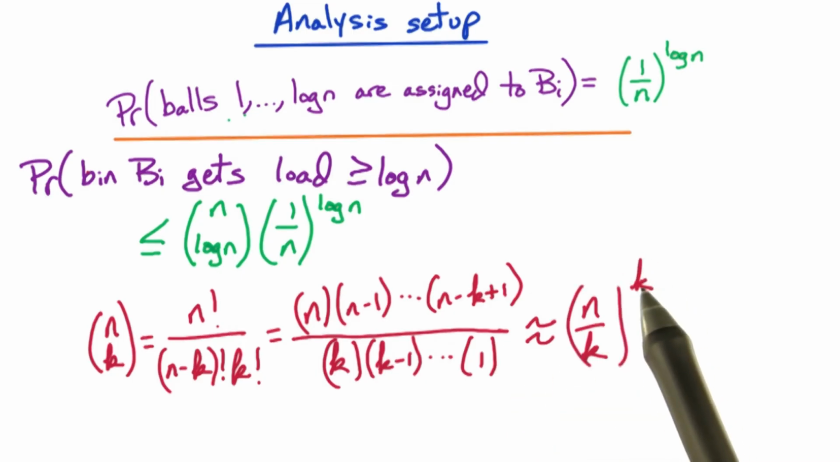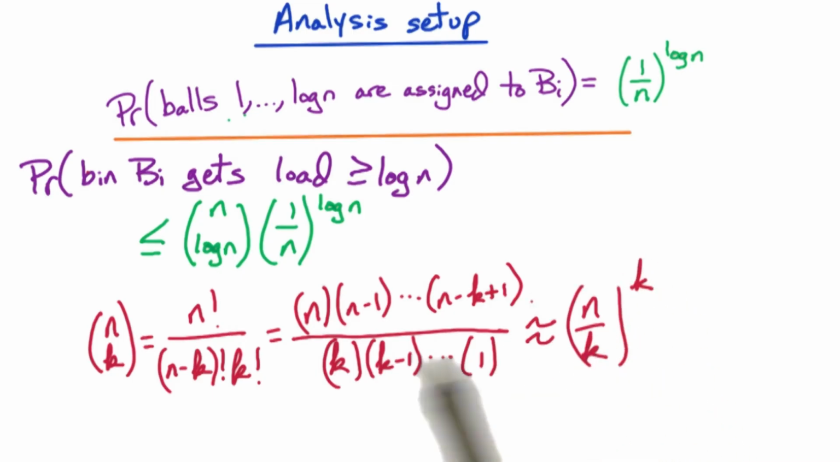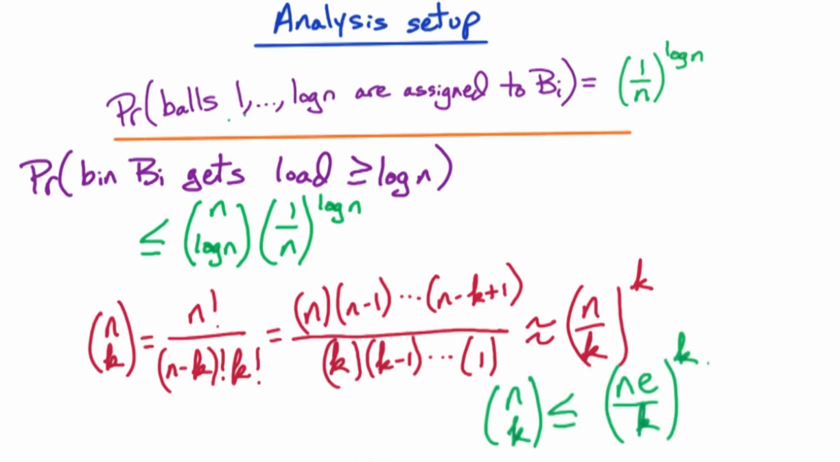So here are the k ratios. Each one, let's say, is approximately n over k. So this is approximately n over k raised to the power k. Actually, this approximation is not too bad of a bound on this quantity. What one can show using Stirling's formula is that n choose k is at most n times e over k, all raised to the power k. So if we put an extra factor of e in the numerator, then we get a rigorous upper bound on n choose k. And that's what we're aiming for.